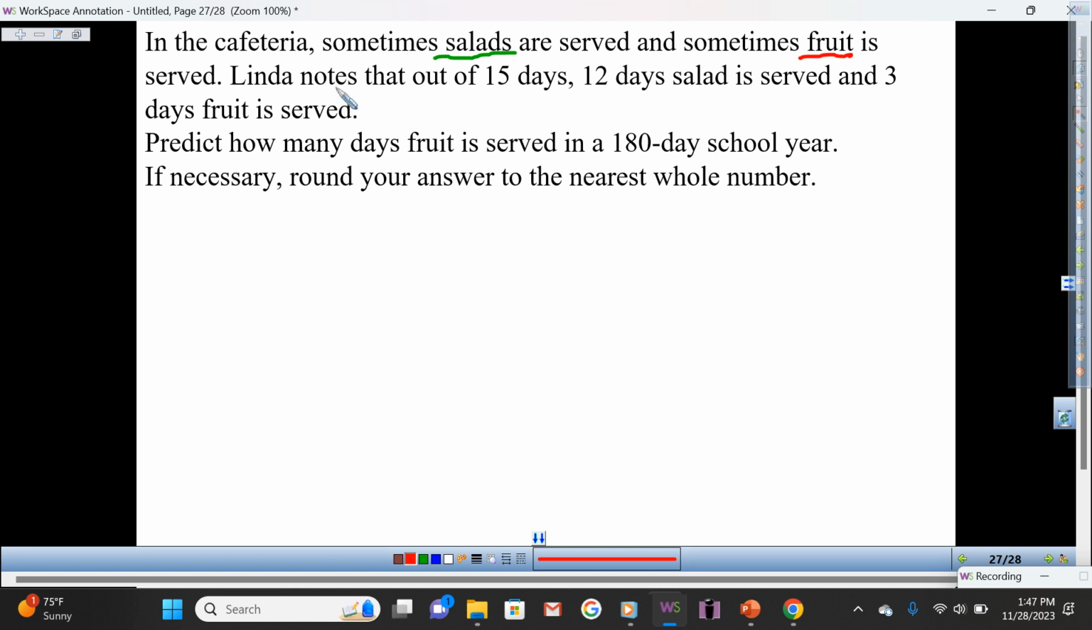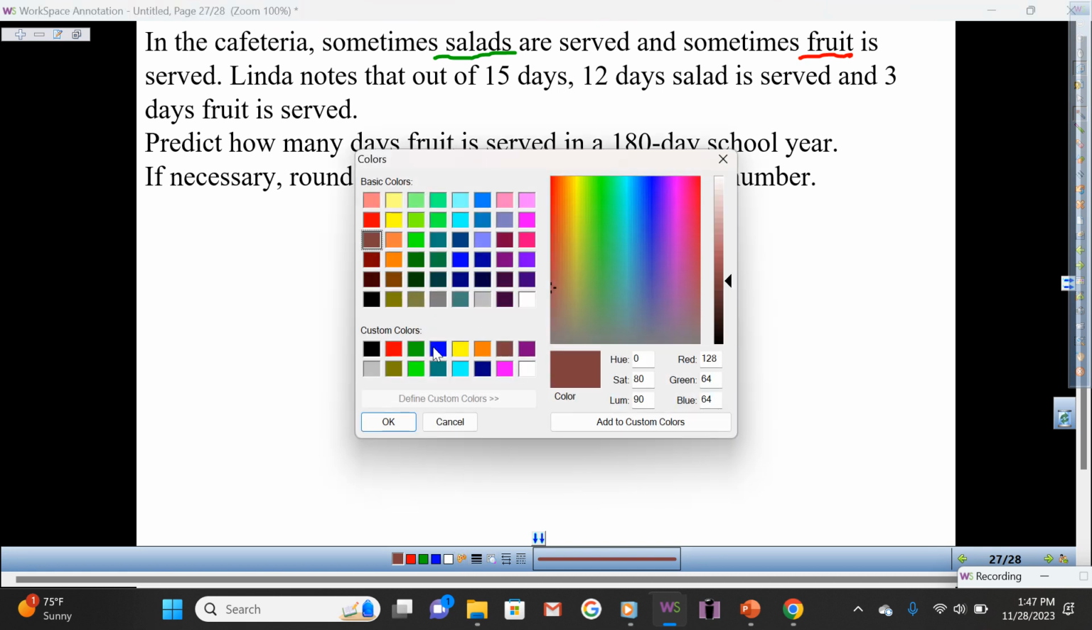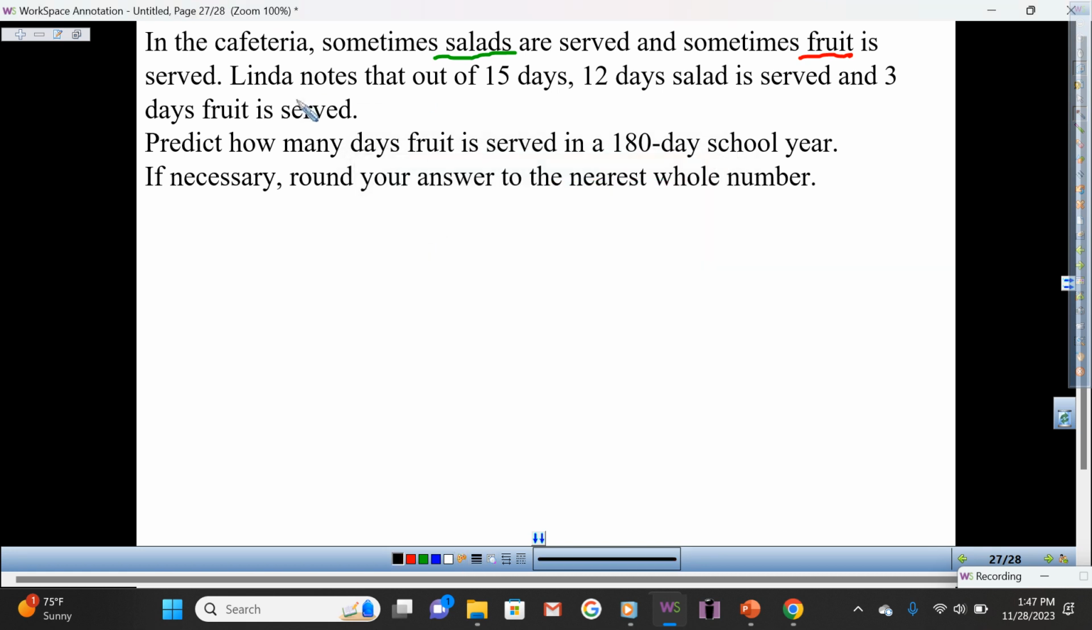Linda notes that out of 15 days, how many total days? 15. So I'm going to underline 15 total days in a different color. Out of those 15 days, 12 days were salad, and 3 days were fruit. That's what they served. Let's see what they ask for here. It says, predict how many days of fruit is served.